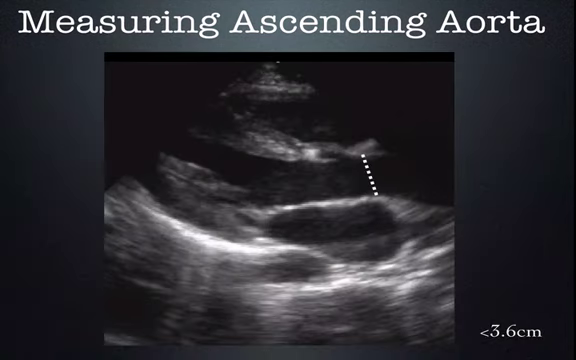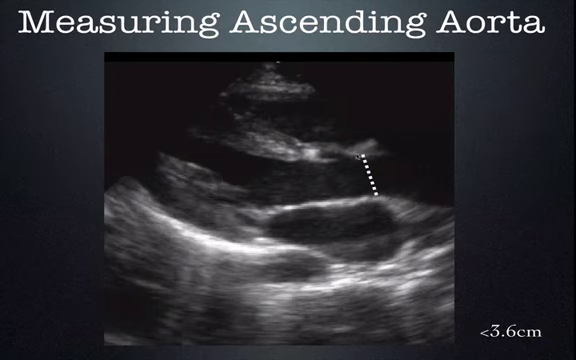Another way that you can evaluate for ascending aorta involvement of aortic dissection is to actually measure the ascending aorta. This is what we've done here. You'll get your parasternal long axis view of the heart, and you'll freeze the frame with the aortic valve leaflets open, and you'll measure across the ascending aorta as seen here. And the normal diameter is less than 3.6 centimeters. Anything over that is consistent with a dilated ascending thoracic aorta.